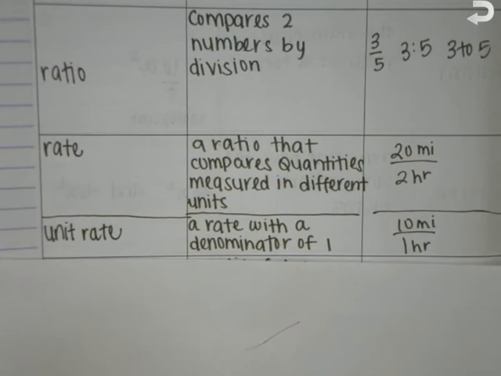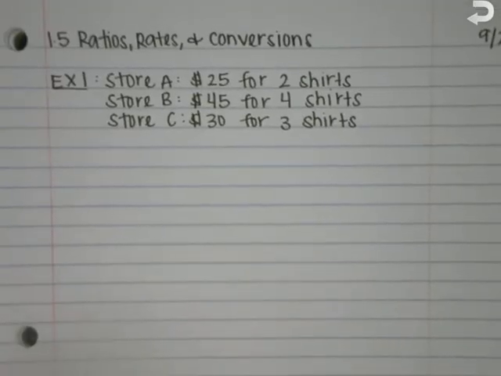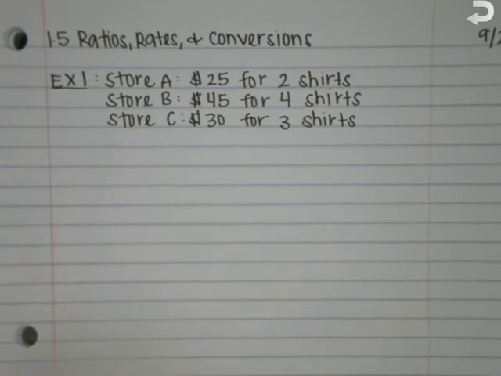The unit rate means that you reduce it all the way down so that the denominator is 1. So the unit rate is a rate with a denominator of 1. So for the rate that I gave you in the example, the unit rate would be 10 miles in 1 hour. Examples. Okay, so our first example, we're going to look at rates and unit rates.